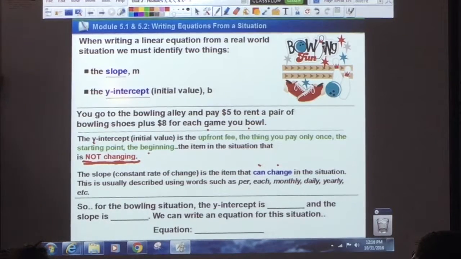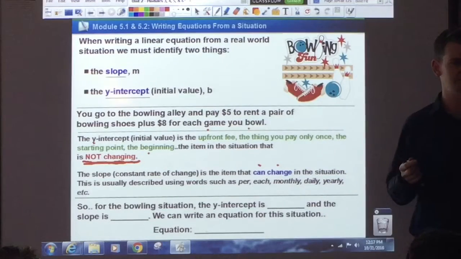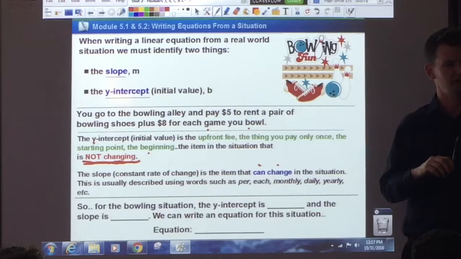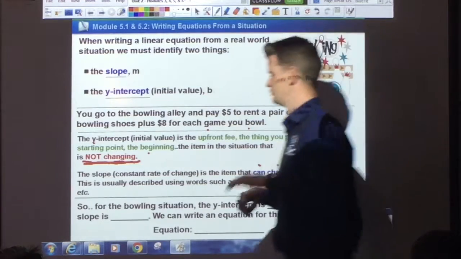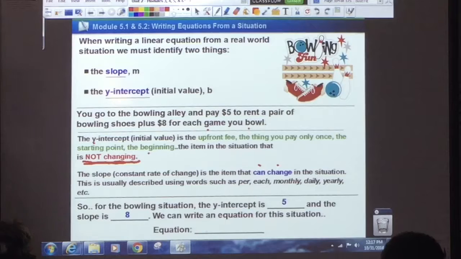But if we look here, I want you guys to think about this rationally. You go to the bowling alley. You rented shoes for $5. Each game costs $8. Which one of those things will you only pay once, the 8 or the 5? 5. The 5. You will have to pay that $5 shoe rental fee no matter what. Now, if you just bowl one game, then it's just 8 plus 5. But if you bowl 2 games, it's 8 times 2 plus 5. If you bowl 3 games, it's 8 times 3 plus 5. So which one of those numbers changes, the 8 or the 5? The 8. The 8 can change depending on how many games you bowl. So, for the bowling situation, the y-intercept is 5, and the slope is 8.